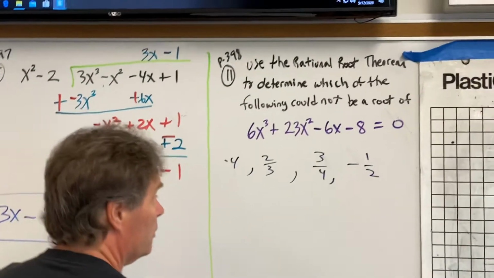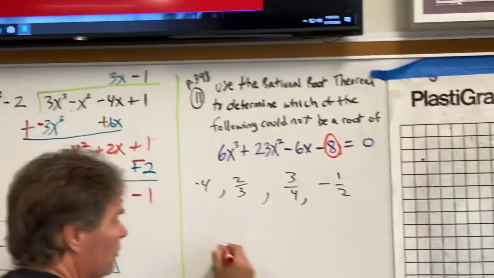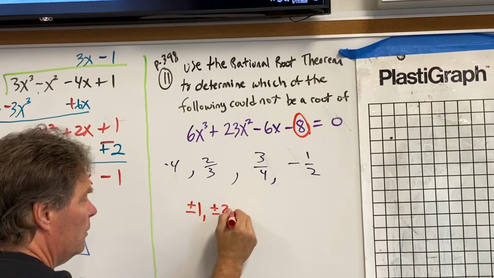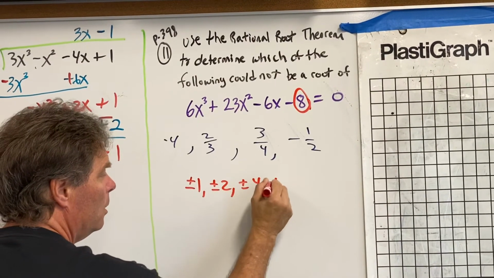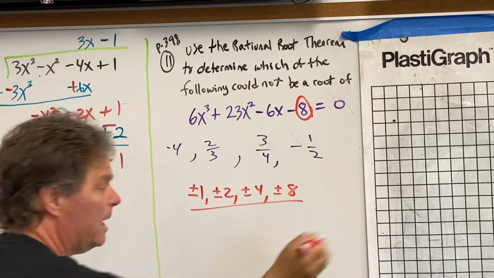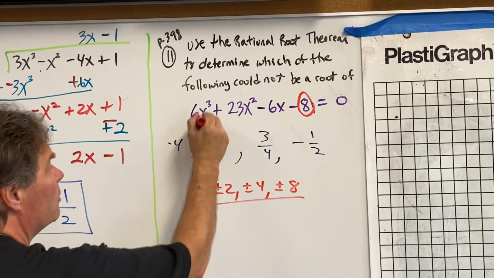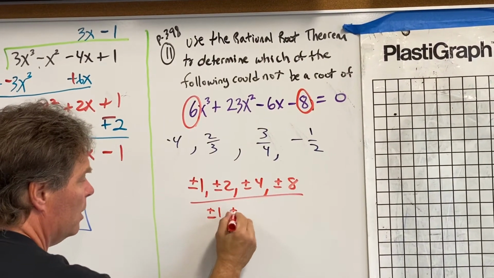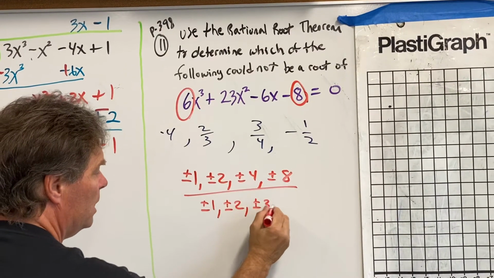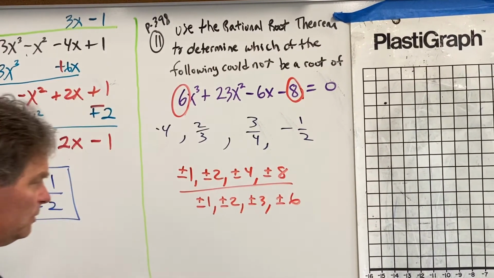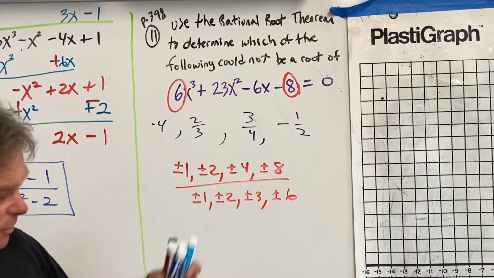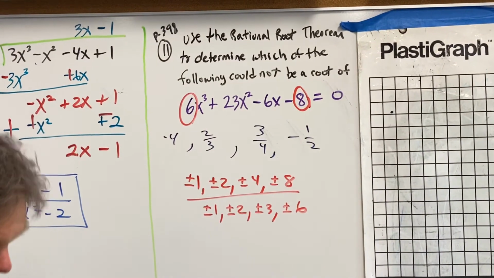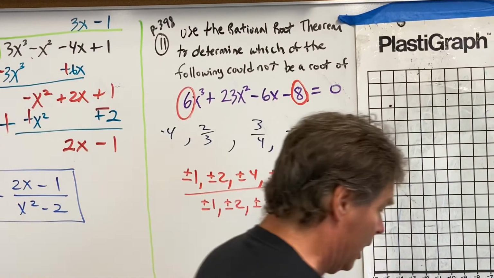Here it is. They're going to be factors of the constant on top. So factors of 8 on top, ±1, ±2, ±4, ±8. Those are factors of 8 on top, over factors of the leading coefficient, which is 6 on the bottom, ±1, ±2, ±3, ±6. Those are factors of 6 on the bottom, factors of 8 on the top. Now I'm going to make every possible fraction I can make with those bottoms and those tops.